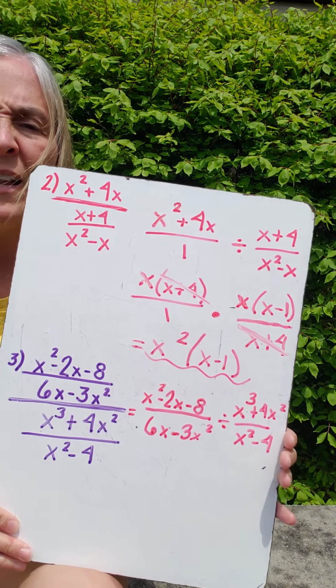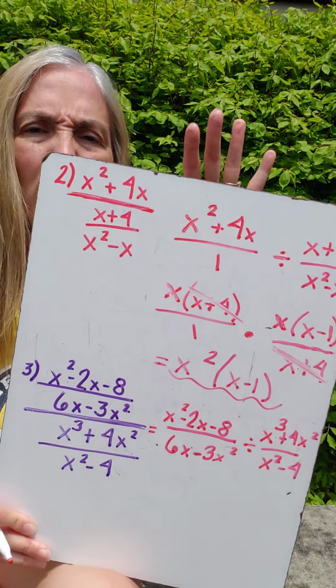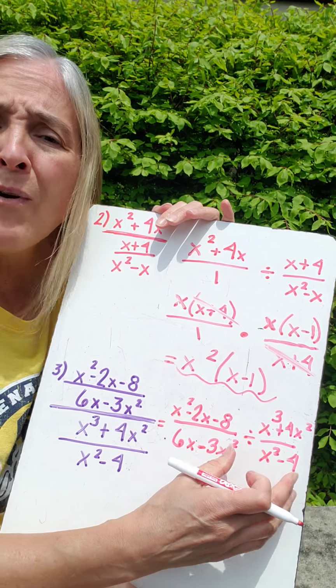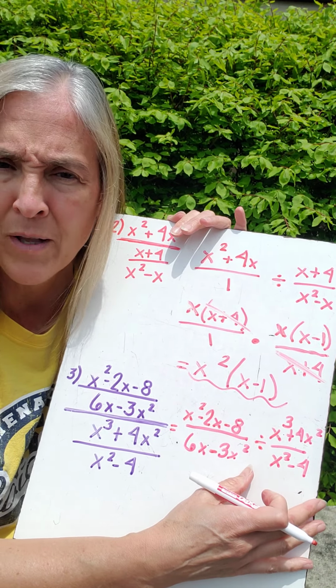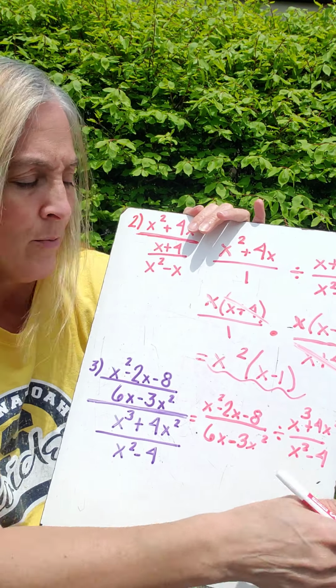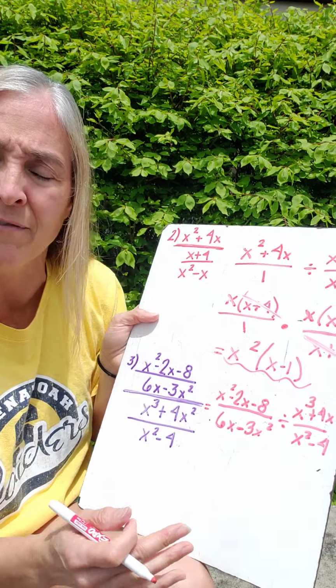And Monday I was like, hey, you don't have to write quite as much. You can kind of shortcut it. This one I want you to rewrite the problem in a form that is familiar to you. Then you can keep, change, flip, multiply by the reciprocal, and you can do your GCF and factoring.